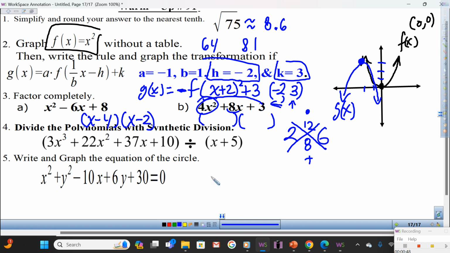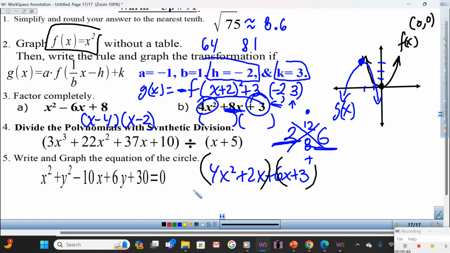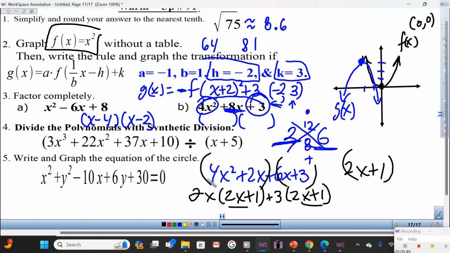So I'm going to bring down the 4x squared. I'm going to bring down the plus 3. And instead of 8, I'm going to write the 2x and the 6x. Group. GCF here is 2x. We're left with 2x plus 1. GCF here is 3. We're left with 2x plus 1. Factors, 2x plus 1. And we have the 2x plus 3 left over.